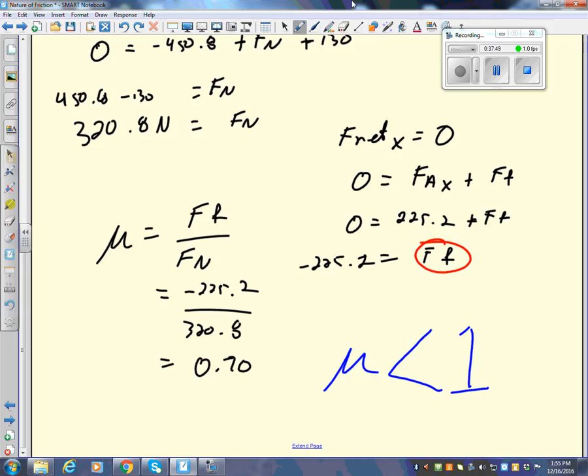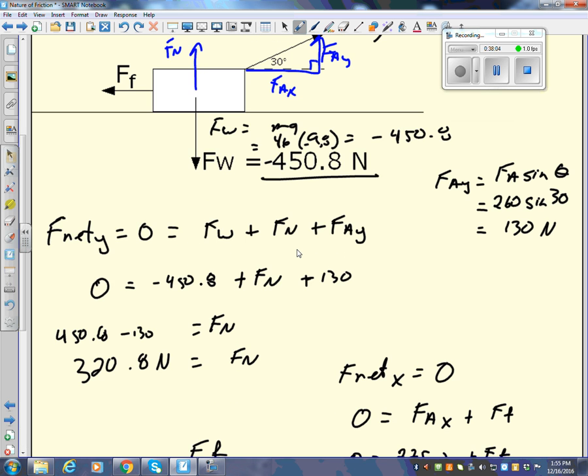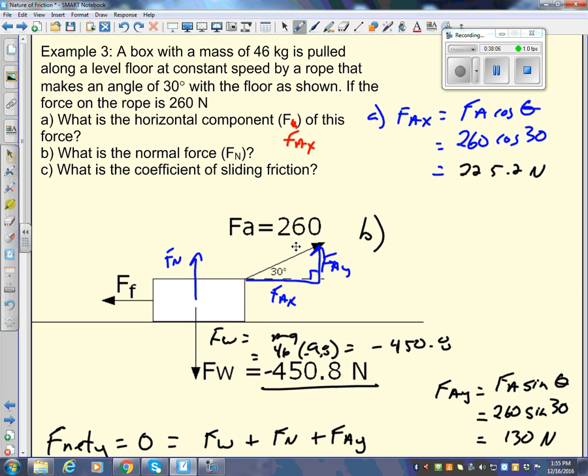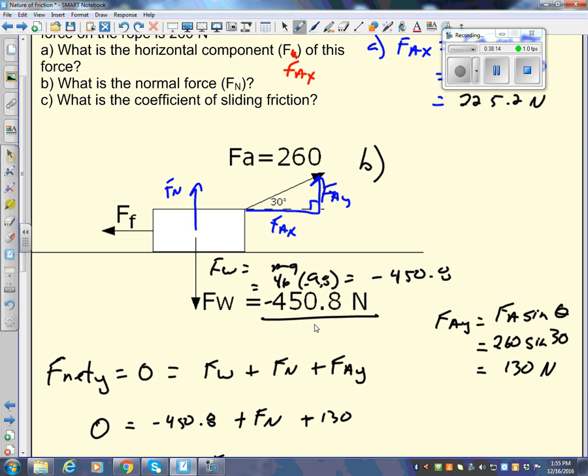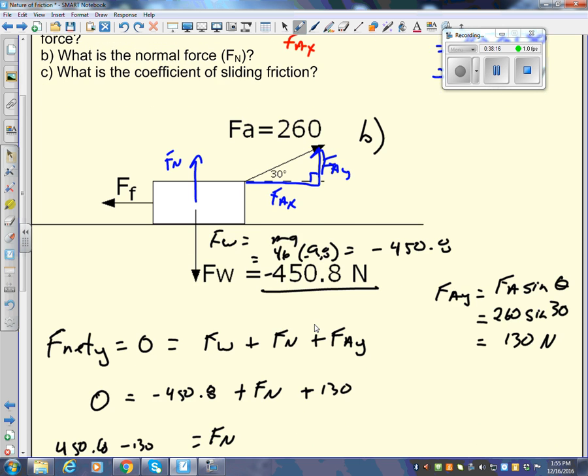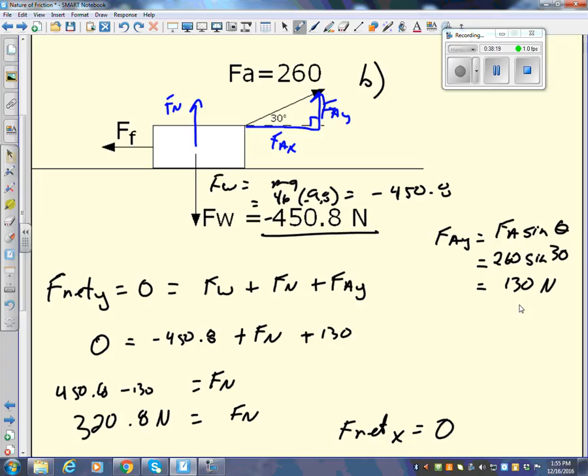That's a pretty big question. Should I go through it again as a step by step thing? I'm not going to write everything down, but I'll just explain each step quickly. So I found my FAX, my horizontal component. I've got my weight force here. I had to find my y component. Then I plugged my y component into this F net y equals 0 because the total of the forces up and down are 0.